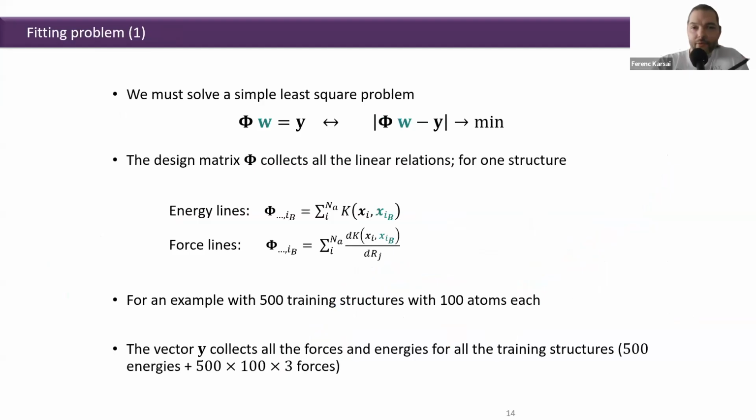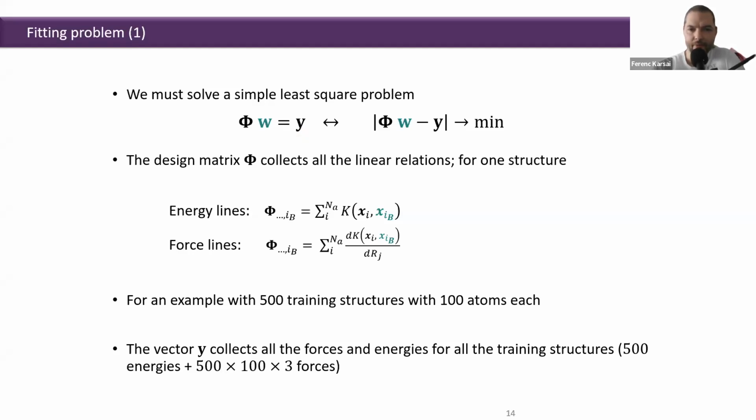Okay, and now let's come to the actual fitting problem itself. In principle, we have to solve a simple least squares problem as seen on the top here. In that equation, this phi is a so-called design matrix. It contains the kernels and the derivatives of the kernels for each central atom. It also connects the weights with the target vector y. So let's talk about the dimensions of this matrix. In the first dimension, the design matrix contains all energies, forces, and stresses for each structure.